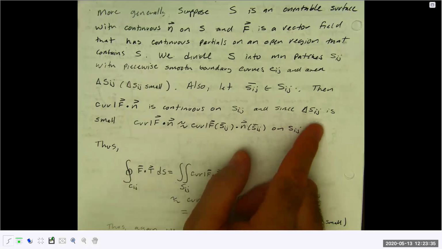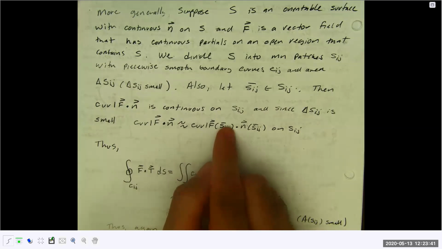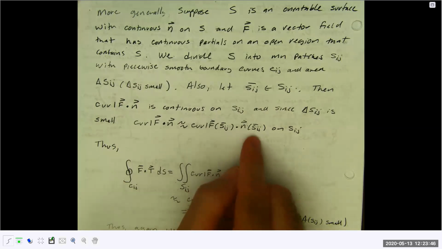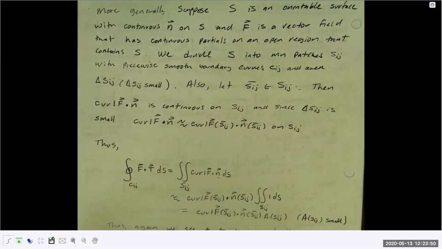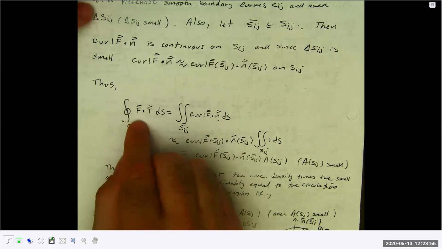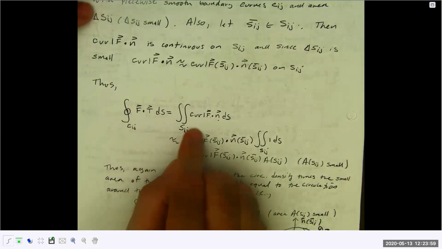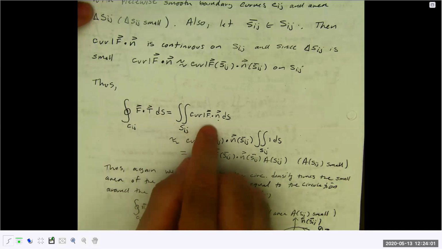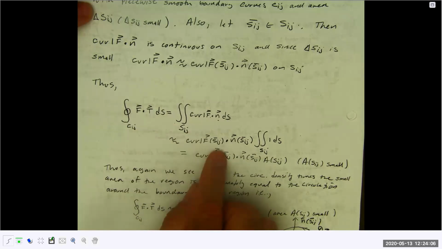And since delta S sub j is small, what we can say is that the curl of F dot n is going to be approximately equal to the curl vector at that point, dotted with the normal at that point on S sub j. So we're kind of generalizing what we did before. If we look at the circulation around this boundary curve, it's going to be equal to this by Stokes' theorem.